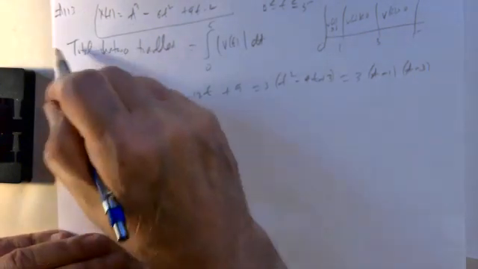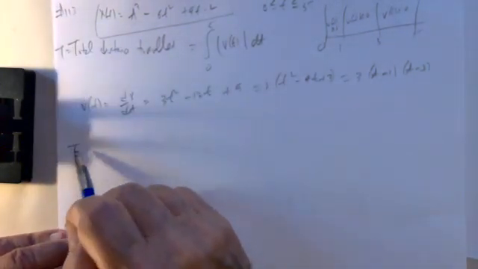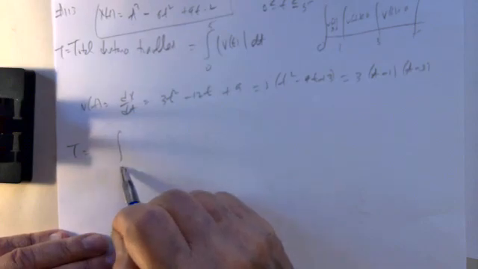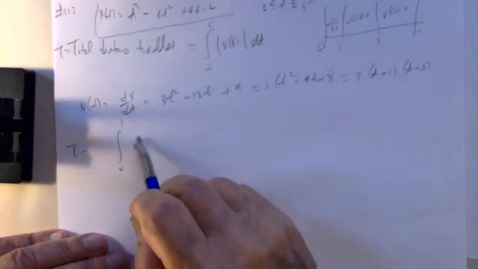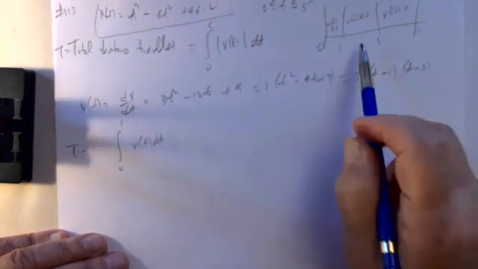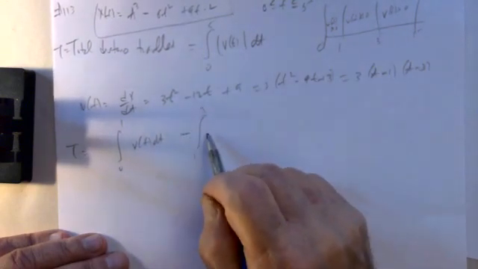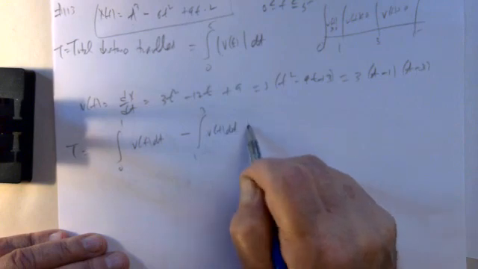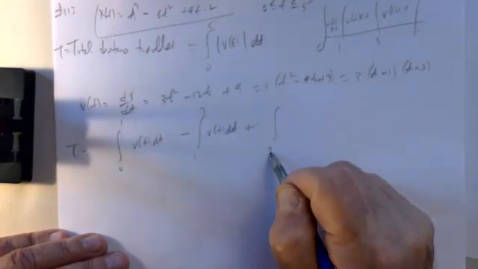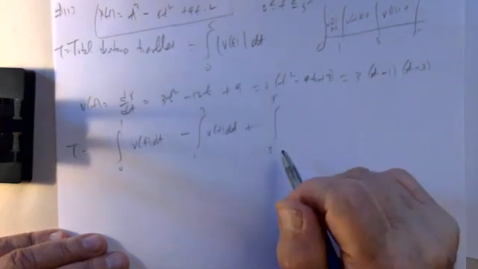So the total distance, let me just call this T for short, T is the integral from 0 to 1. This is positive, so the absolute value of the velocity is just the velocity. From 1 to 3, the velocity is negative, so it's minus the integral of the velocity. And from 3 to 5, it's positive again.